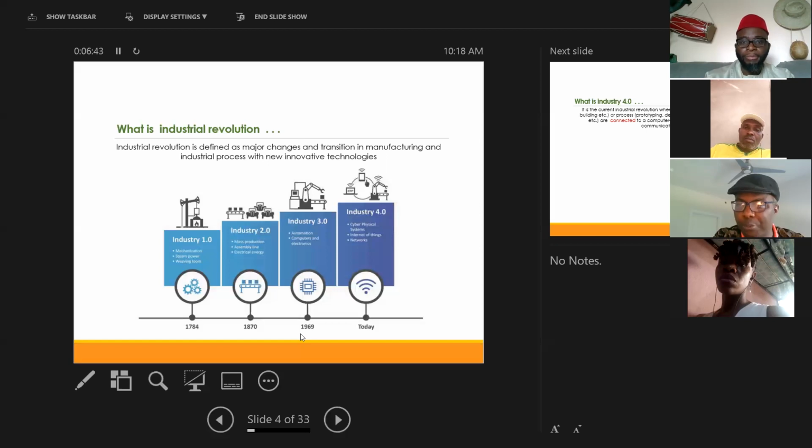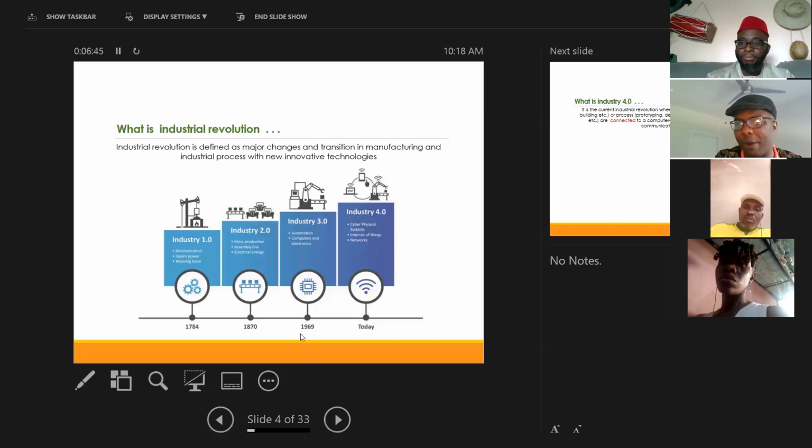The first one was brought about because of steam power. When we figured out that we can generate power from water, that triggered the first revolution. The second one was a result of the invention of electricity. The third one happened in 1969, and that was because of the introduction of the very small stuff called the transistor.